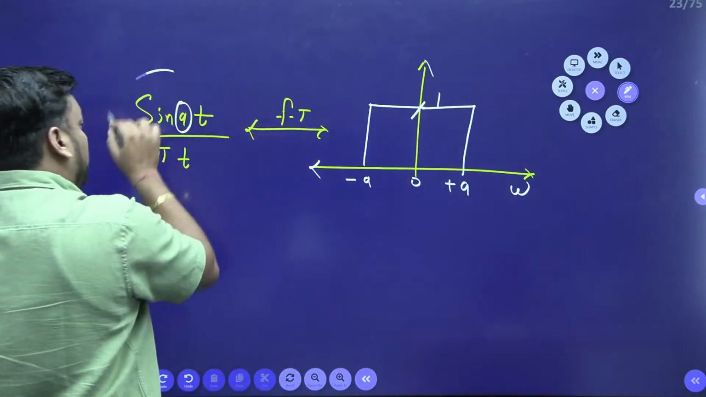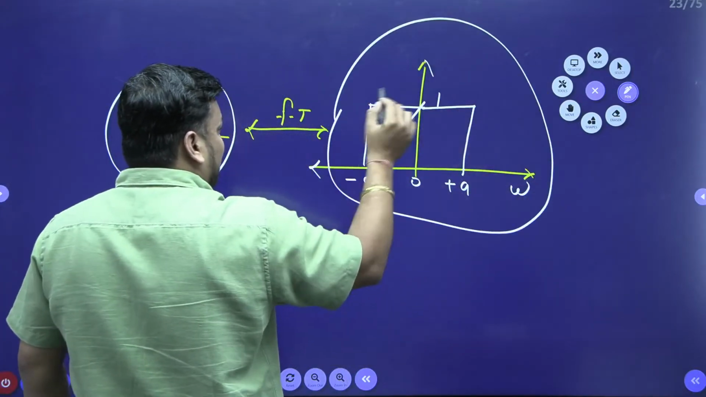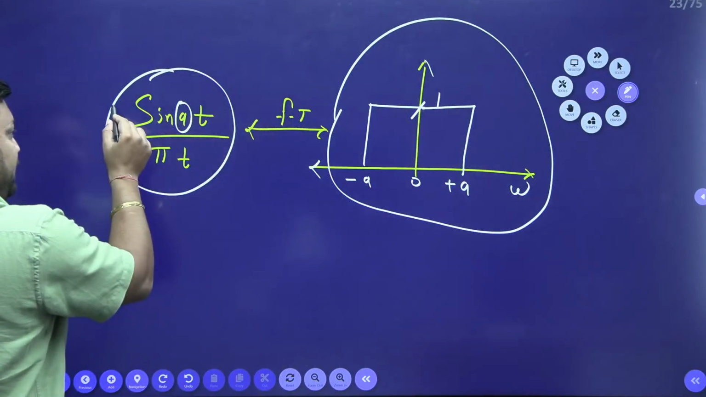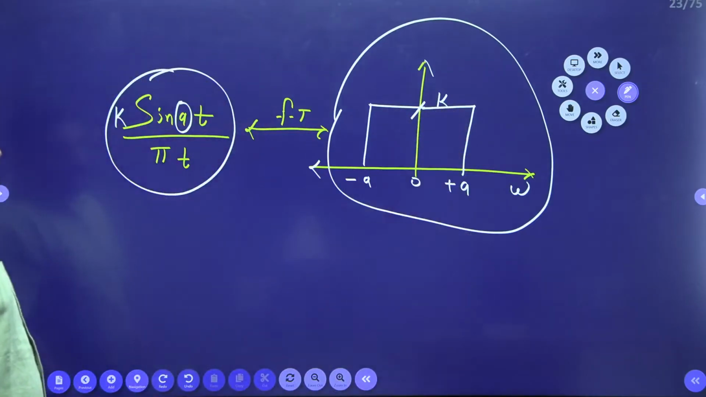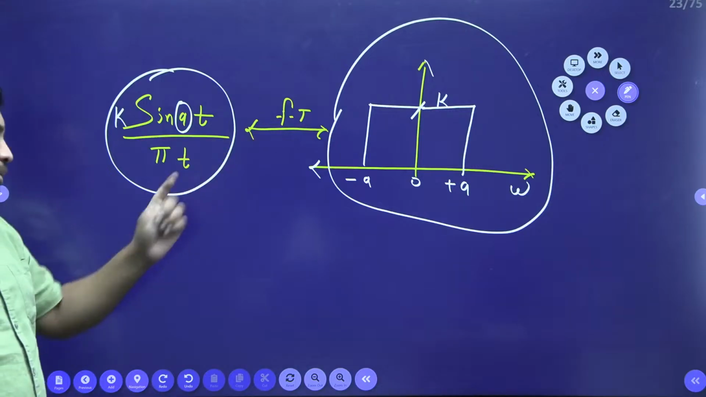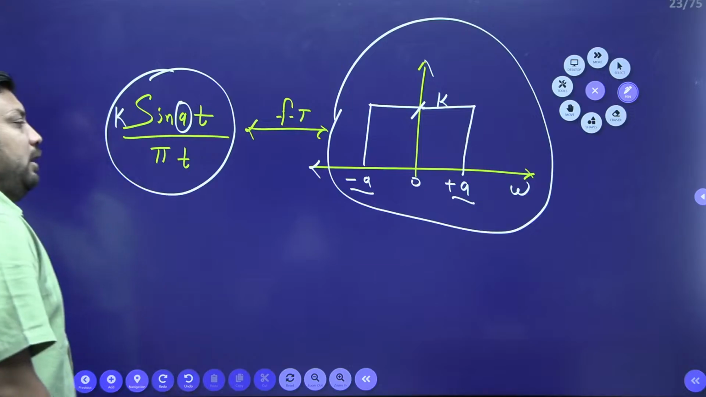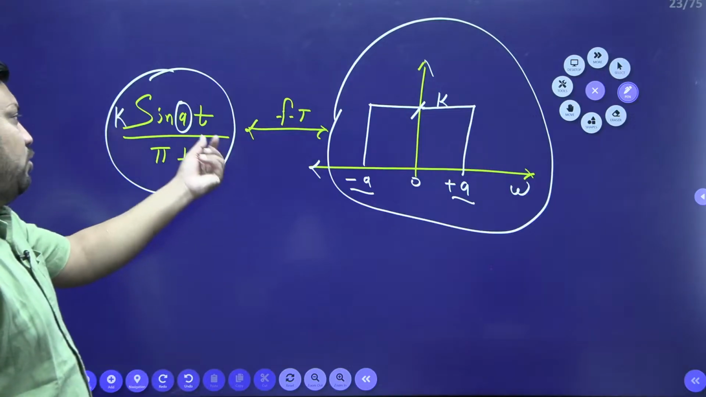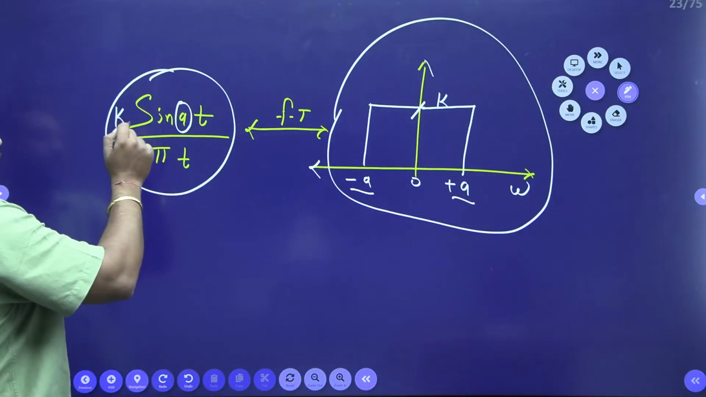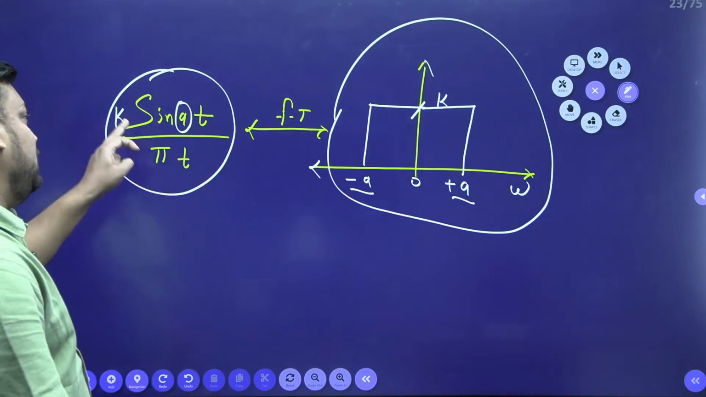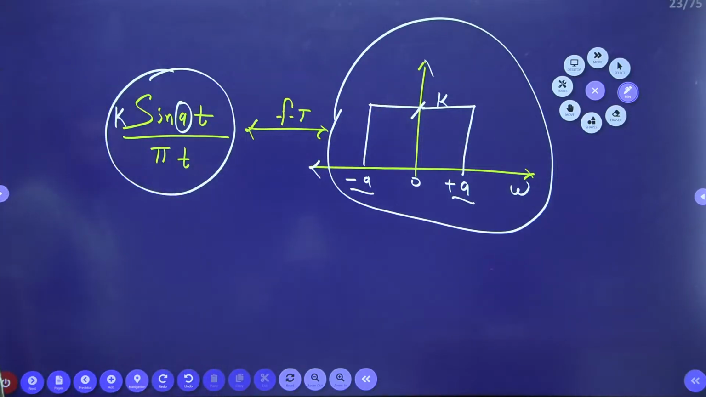If sin at upon pi t is in the time domain, then in the frequency domain there must be a rectangular pulse with magnitude 1. And if the constant is k, then the magnitude is also k. So k sin at upon pi t is a rectangular pulse over the duration minus a to plus a, and whatever the amplitude is, the magnitude of the rectangular pulse reflects it: if the amplitude is 1, the magnitude is 1; if it is k, the magnitude is k.